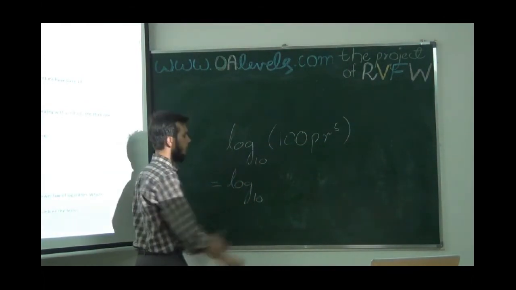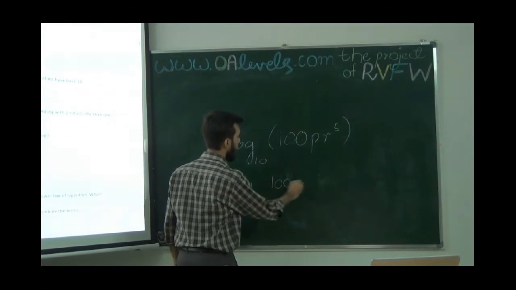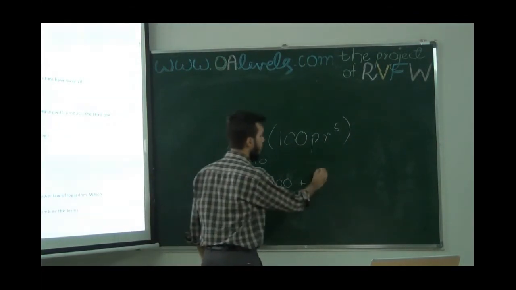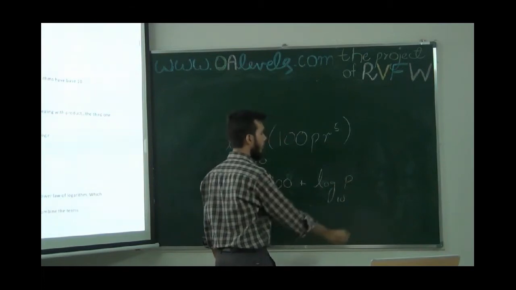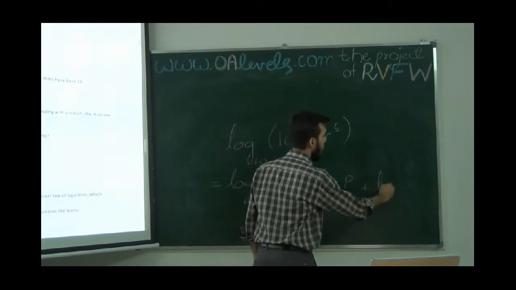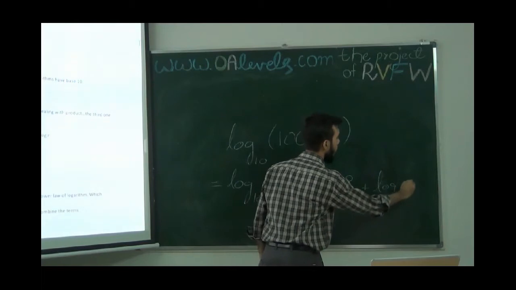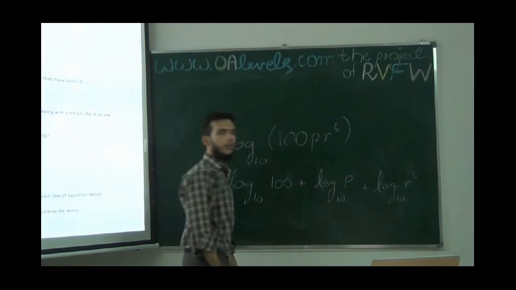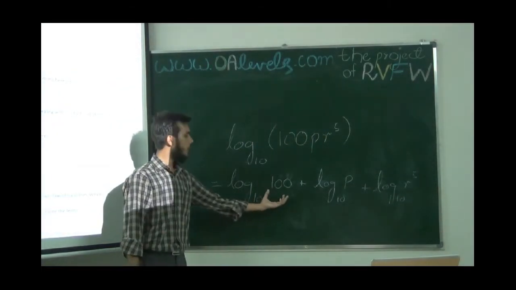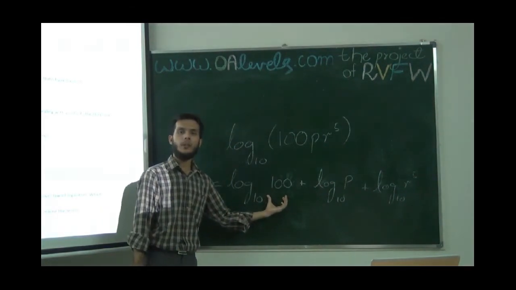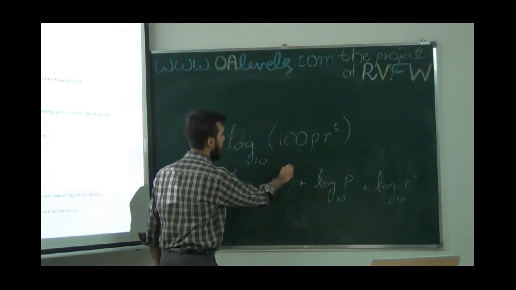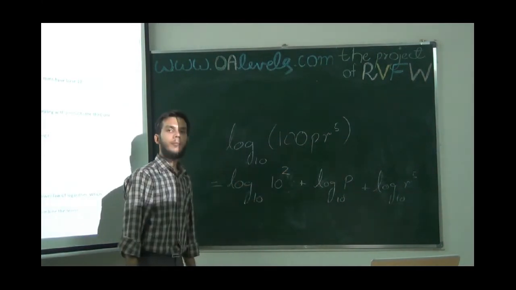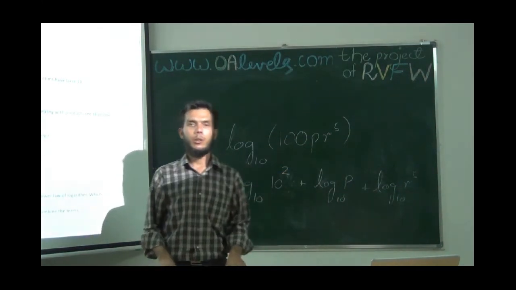log base 10 of 100 plus log base 10 of p plus log base 10 of r power 5. Now here, what we have is log base 10 of 100. Can this be written like this? log base 10 squared, because 100 is the square of 10.